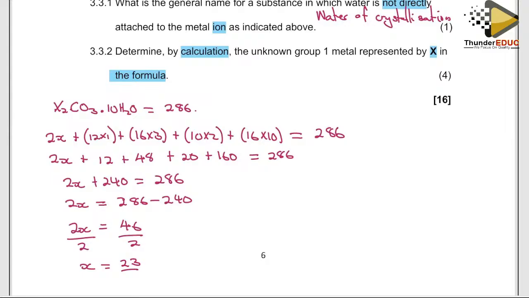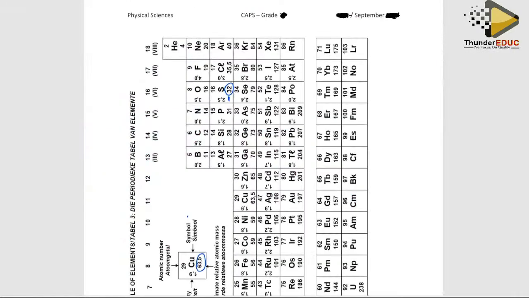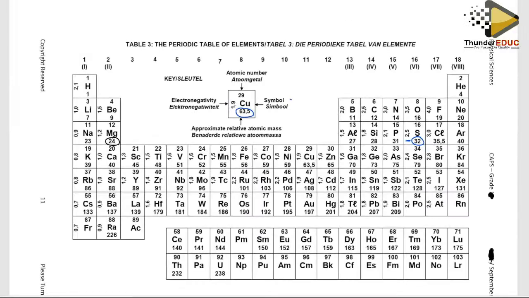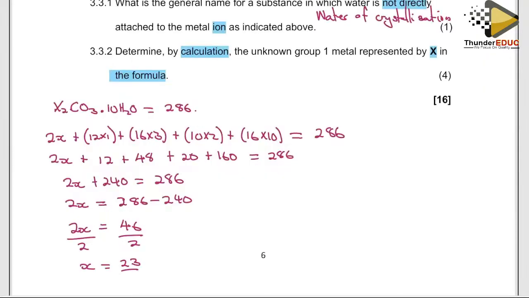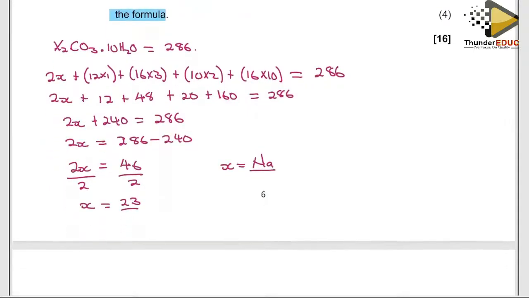Then after this now, we're going to refer to our periodic table to see where we can find our 23, right? So according to this, we can see there we're actually having our sodium, which is 23. So our x there represents our sodium. So your x is equivalent to your sodium like that. So that's how we're supposed to attempt question 3.3.2.